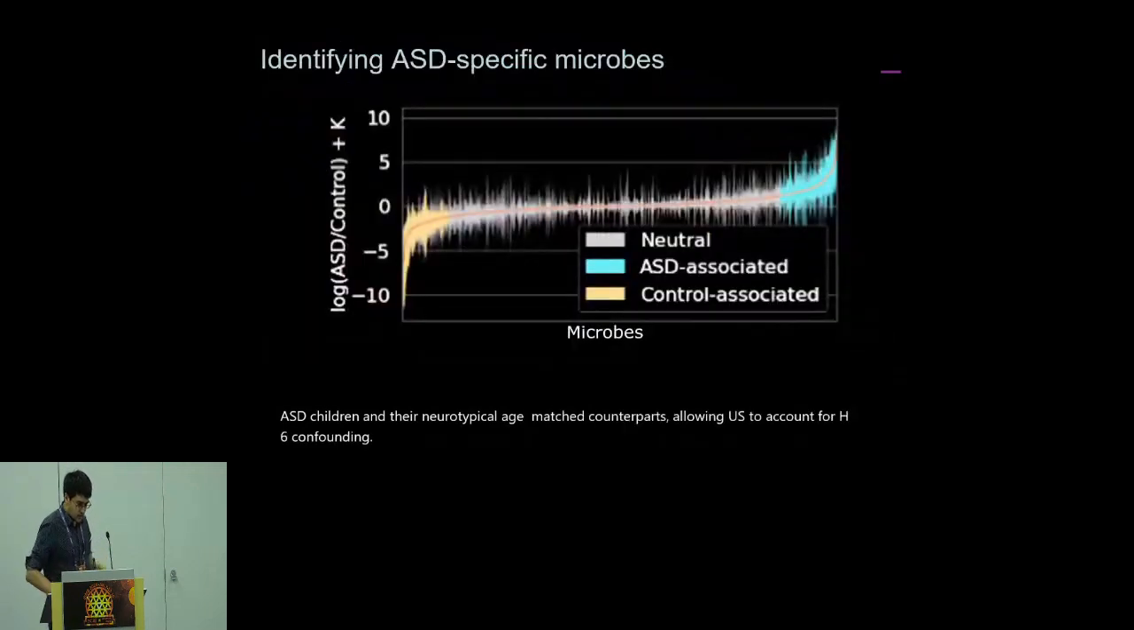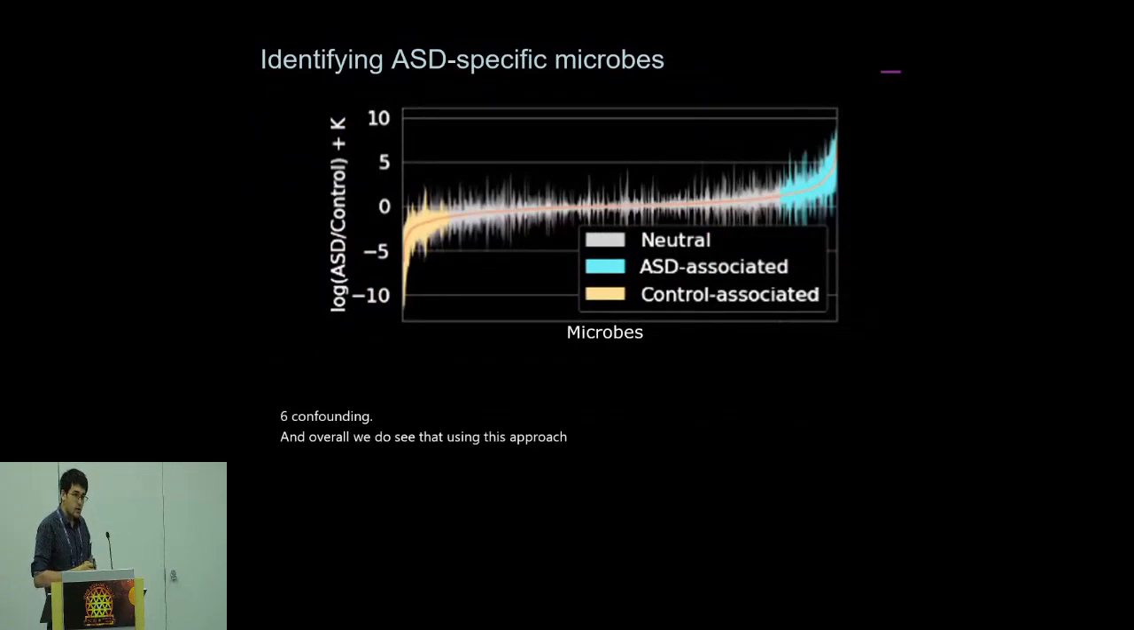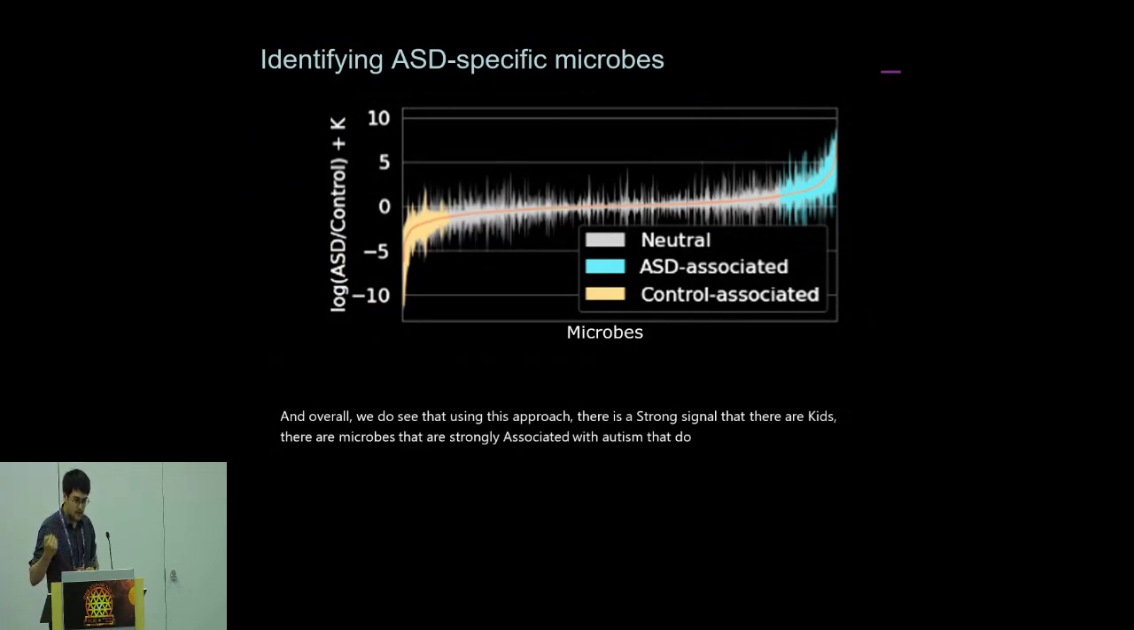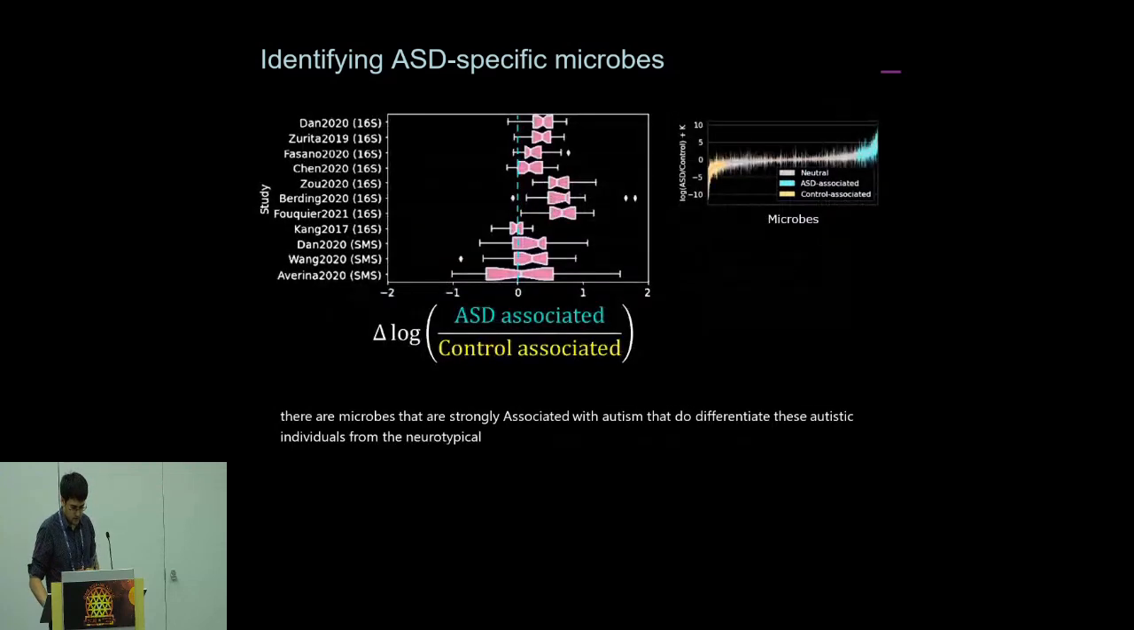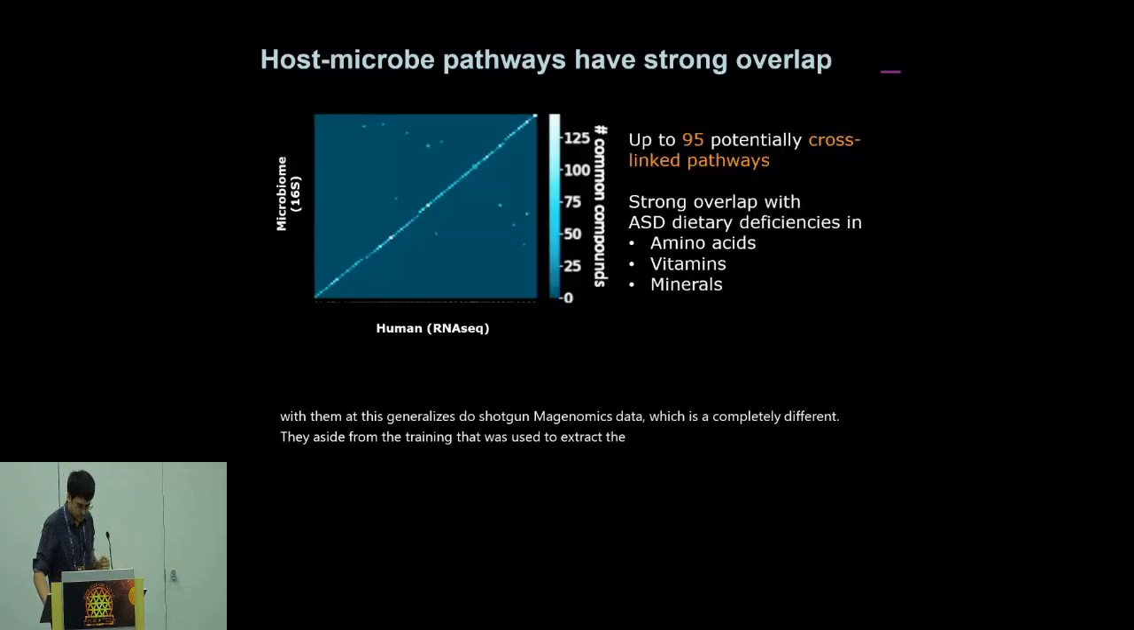And overall, we do see that using this approach, there is a strong signal that there are microbes that are strongly associated with autism that do differentiate the autistic individuals from the neurotypical controls. The signal is so strong that you can construct simple diagnostics that not only differentiate these kids across data sets, but you can even do cross-validation with them. This generalizes to shotgun metagenomics data, which is a completely different data set from the training that was used to extract the biomarkers.